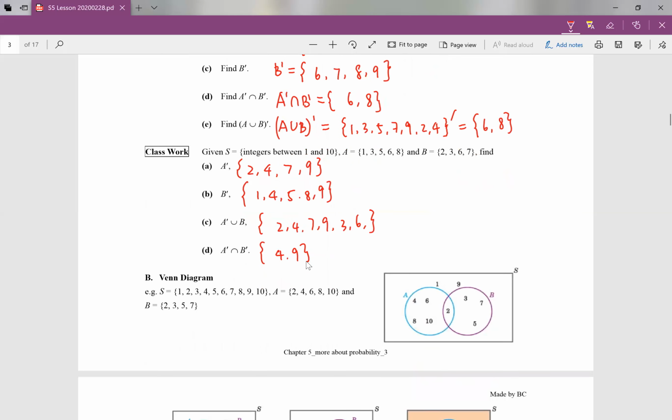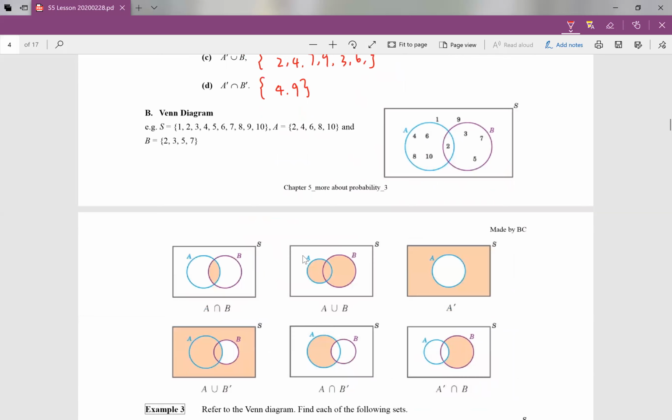Okay, welcome back. Let's look at another very important aspect of set theory. It's called the Venn diagram. A Venn diagram is a visual expression of sets and the relation among the sets. For example, this is the universal set, one set, and the other set. And this is the Venn diagram of these sets.